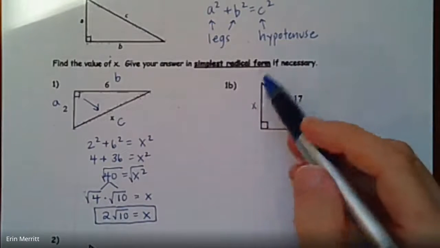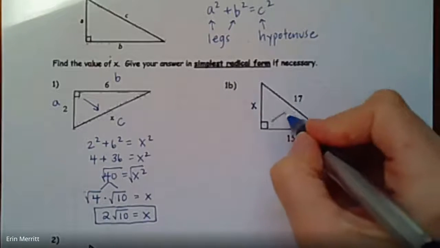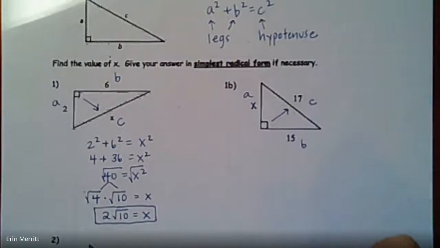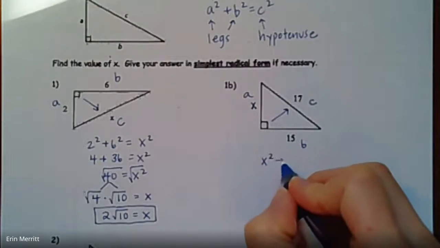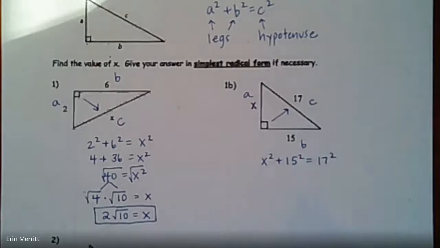Whereas 1b, there is an x missing, so fill in an x right there. Opposite the 90 is my hypotenuse, and then a and b. And so when we set this up, it should be x squared plus 15 squared and then equals 17 squared.